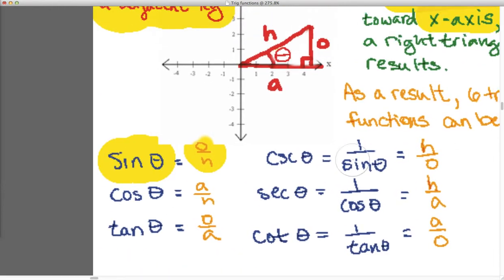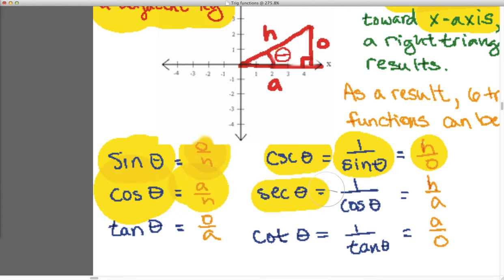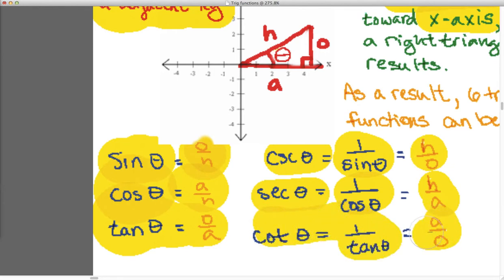We know that sine is the opposite leg over the hypotenuse, and its reciprocal, cosecant, is hypotenuse over opposite as a result. If we look at cosine, we have adjacent over hypotenuse, and its reciprocal, secant, is hypotenuse over adjacent. And then if we look at tangent, we're going to have opposite over adjacent, and cotangent as a result, the reciprocal, is going to be adjacent over opposite.